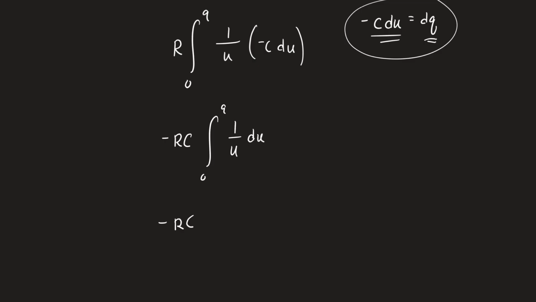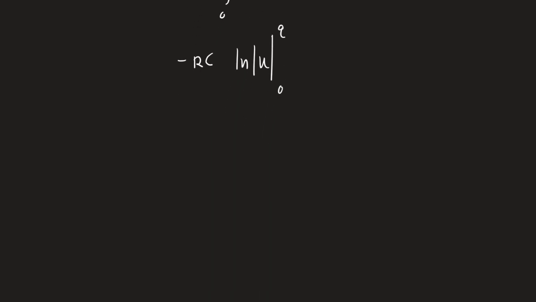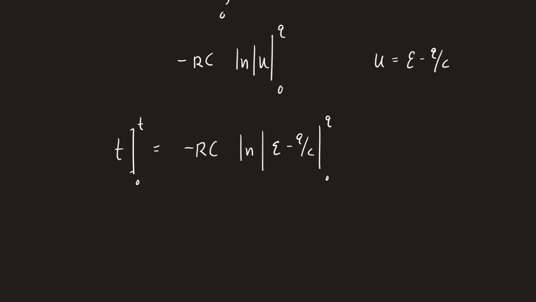I don't need my integral symbol. The antiderivative of 1 over u is the natural log of u. And I still have limits, but they're with respect to q, not with respect to u. So it's at this point that I remind you what our substitute was. And before we put our limits in, put back in our original function. Now, just a reminder, all of this equals t being evaluated from 0 to t.